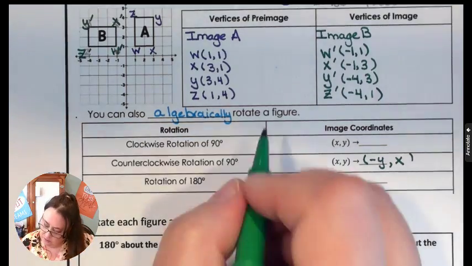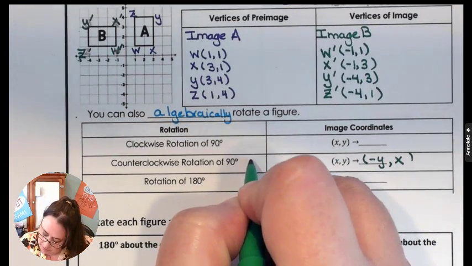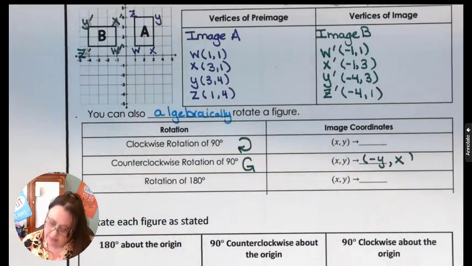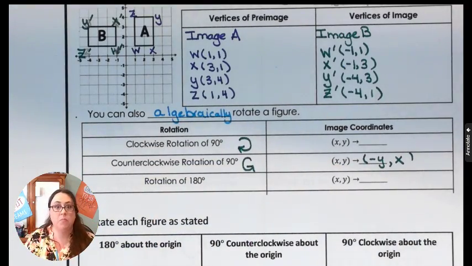Remember, counterclockwise means we went around this direction, and clockwise means we went around this direction. So let's write those again, just so we have them in one more place.